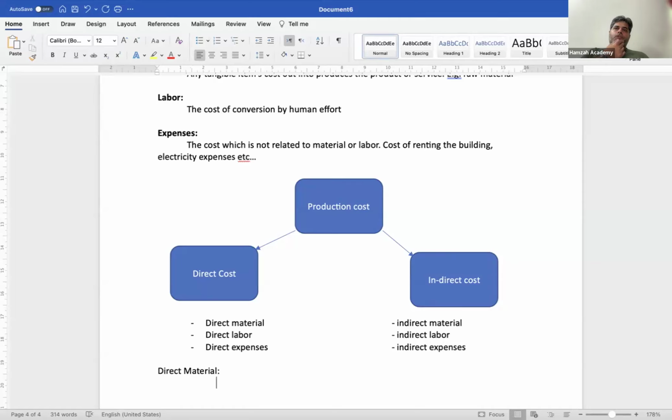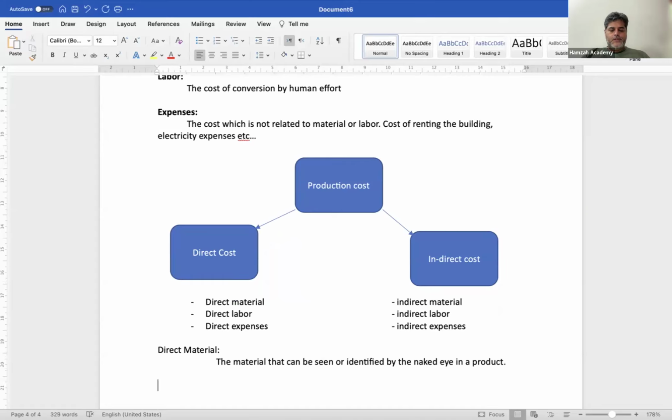Before going to the direct material, let's just talk about what is the direct cost. Direct cost is a cost which can be directly attributable, or which can be easily attributed, as far as the product is concerned, and indirect cost is something which cannot be directly attributed to the product. For example, if I talk about the direct material, the cost of the material that can be seen or identified by the naked eye in a product. This is a direct material cost.